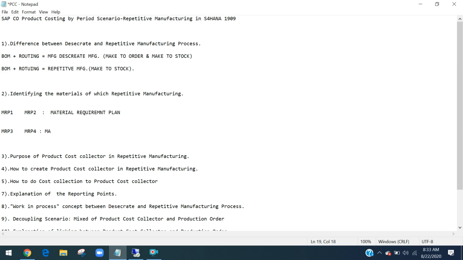MRP 4 is the manufacturing requirement plan. See the differences here. MRP 1, 2 indicates material requirement plan and MRP 3, 4 indicates manufacturing requirement plan, but both are called MRP only. Here, the requirement plan means the system, MRP2 indicates whether the material is purchased or manufactured. This is a requirement, only MRP2 specific.